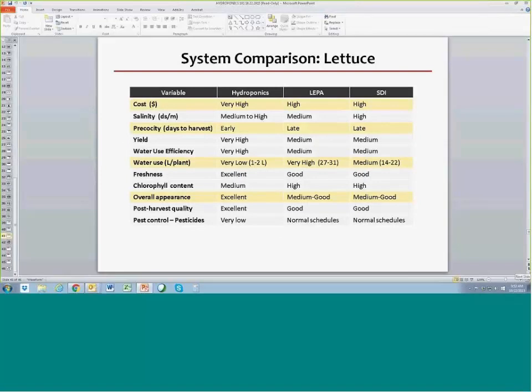And this is a summary comparing those three systems: SDI, LIP, and hydroponics. Just to reinforce, the water use efficiency in the middle is extremely high for hydroponics and medium for SDI. The other aspect is the days to harvest, precocity, the orange line there, which is much earlier in hydroponics and later under the other two open fields. And if you look at the overall appearance of the product, it's excellent in hydroponics and quite good in both open fields, but you have much more visual appeal and quality in those grown in hydroponics. Next one.